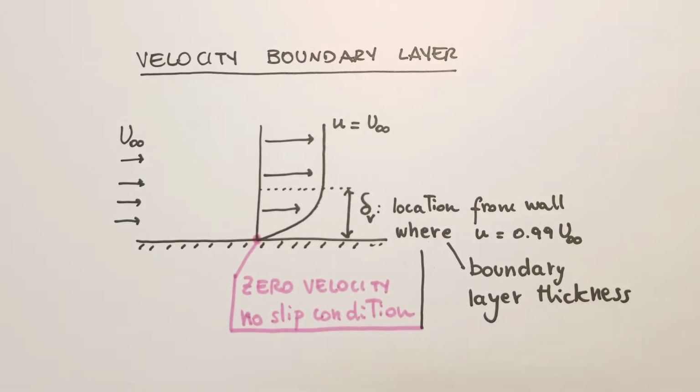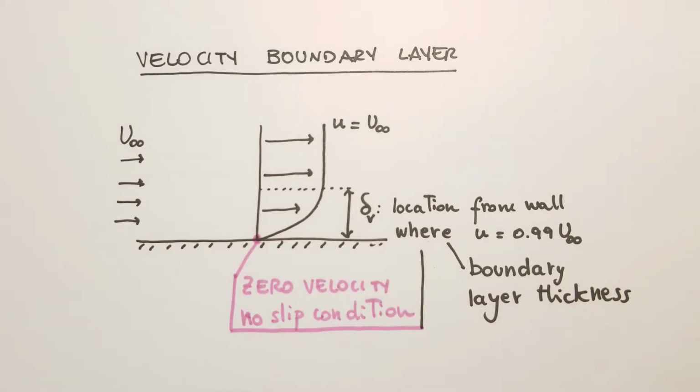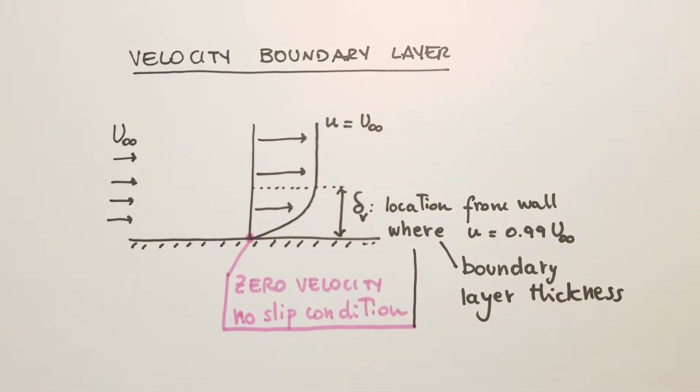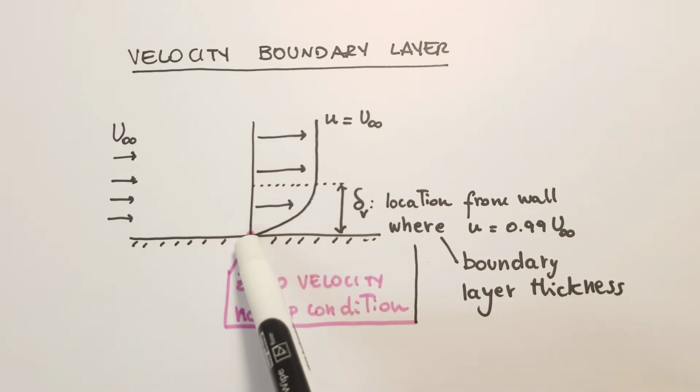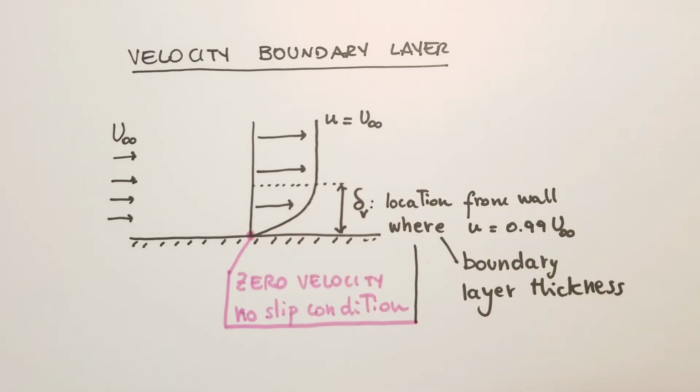When we have a flow that runs past a flat plate, for example, a velocity boundary layer develops near the surface. This is the region bounded by the surface where velocity gradients are important. We call this thickness, the distance from the wall where the velocity gradients are important, delta V. That's the boundary layer thickness.